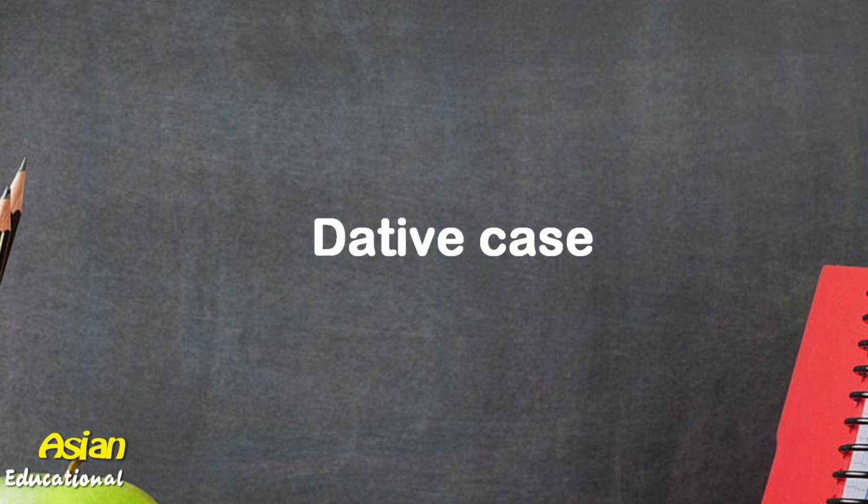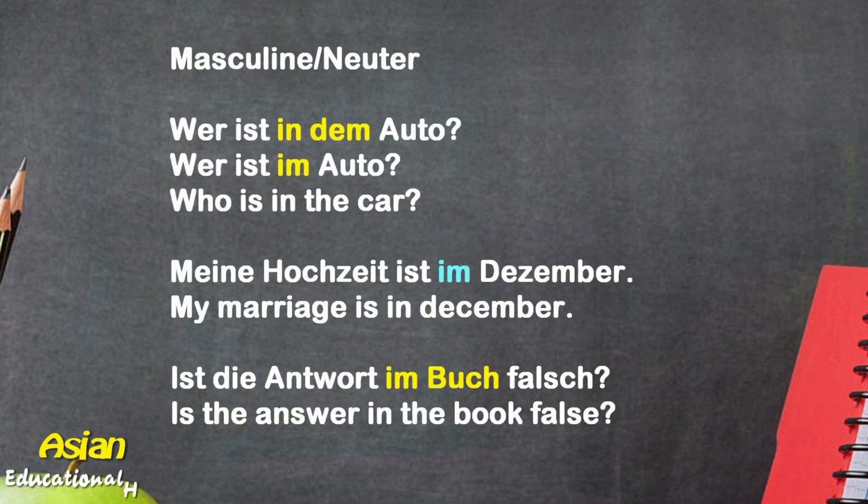In the dative case, there is no movement. There may be movement but the position is not changing. For example, masculine and neuter nouns: Wer ist in dem Auto? Wer ist im Auto? We can use it also. So who is in the car? Because there is no change of position, wer ist im Auto? Meine Hochzeit ist im Dezember. My marriage is in December.